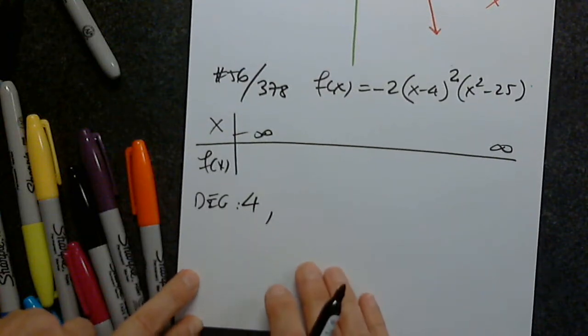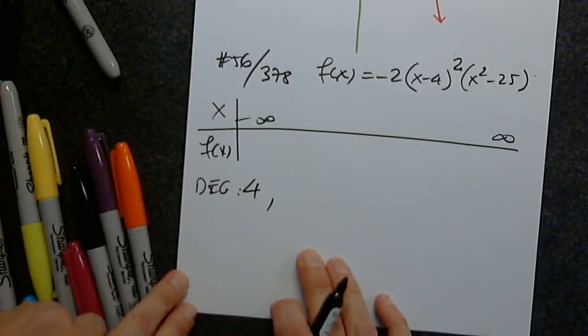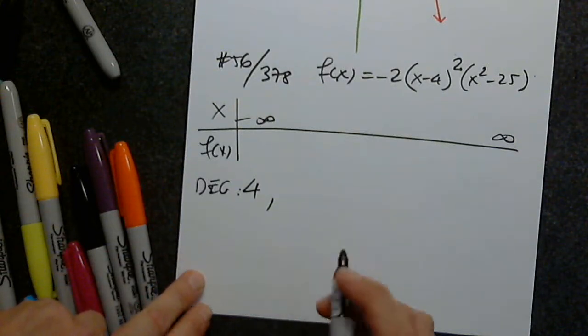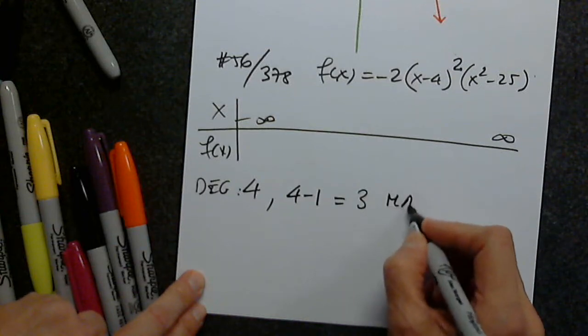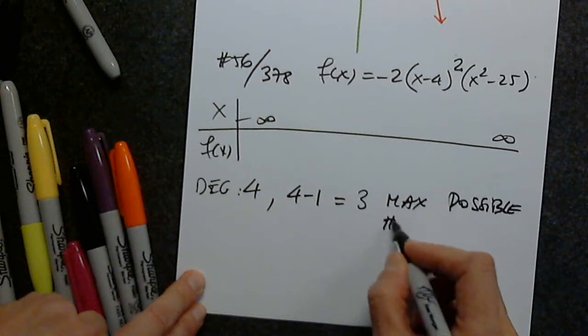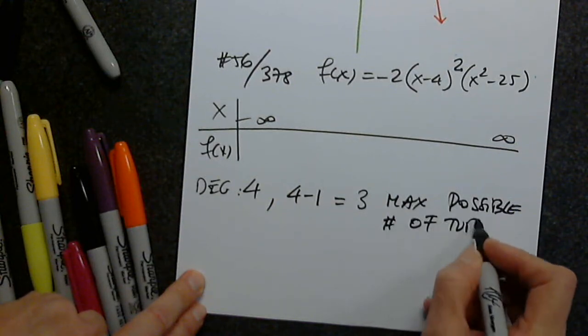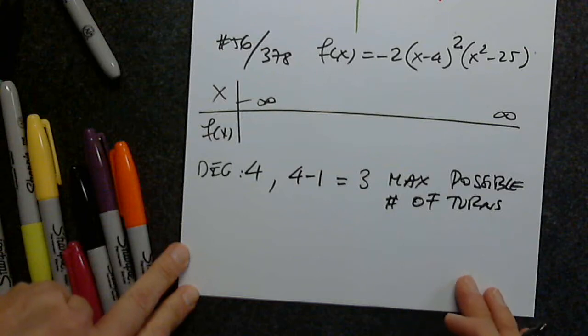What is the maximum possible number of turns? I'm not saying it has to have that, but what can it not have more than? 4 minus 1 is 3, the max possible number of turns. It cannot have more than 3 max or min, or a combo. Very good. Next step.